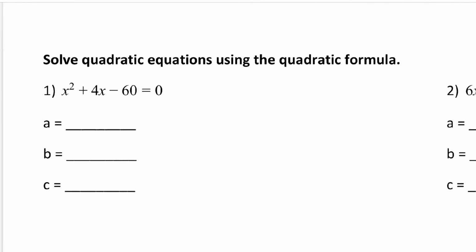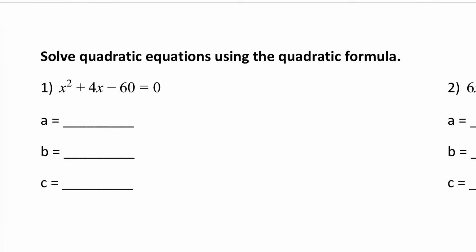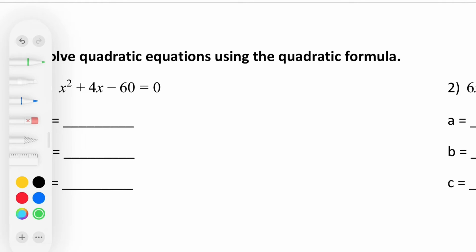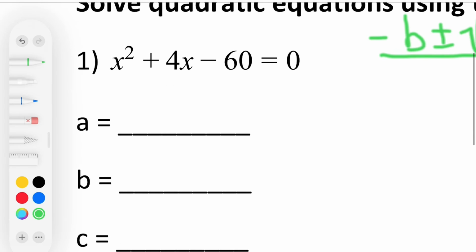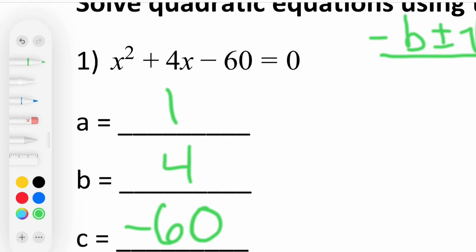So next section is talking about using the quadratic formula. Your quadratic formula is negative b plus or minus the square root of b squared minus 4ac, all over 2a. If you need to, you can go onto the site and listen to the song to help you remember it. But looking at this first problem, our a is 1, our b is 4, and our c is negative 60.